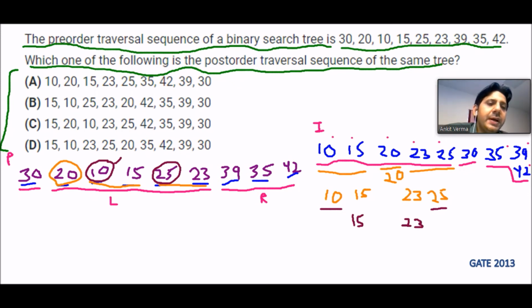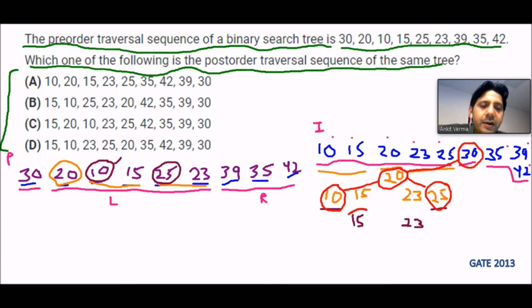If we check, the left subtree is ready. The root node is 30, below that we have 20, below that we have 10 and 25, and below that we have 15 and 23. So the left subtree is ready.